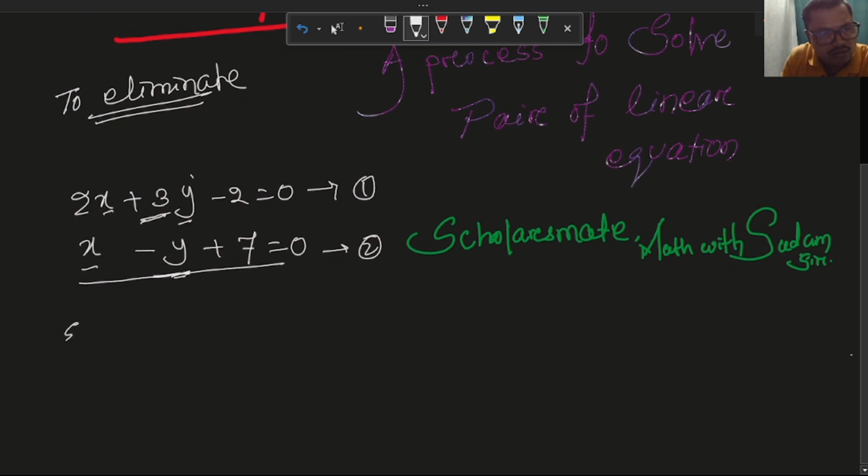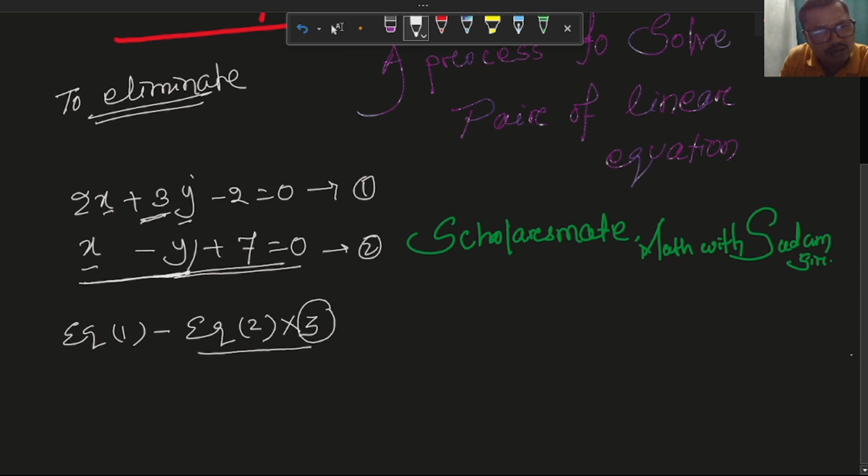I am writing here equation 1 minus equation 2 into 3. That means equation 2 will be multiplied by 3 to equalize the coefficient of y, and then subtract. Here subtraction will not eliminate y because the signs are opposite.